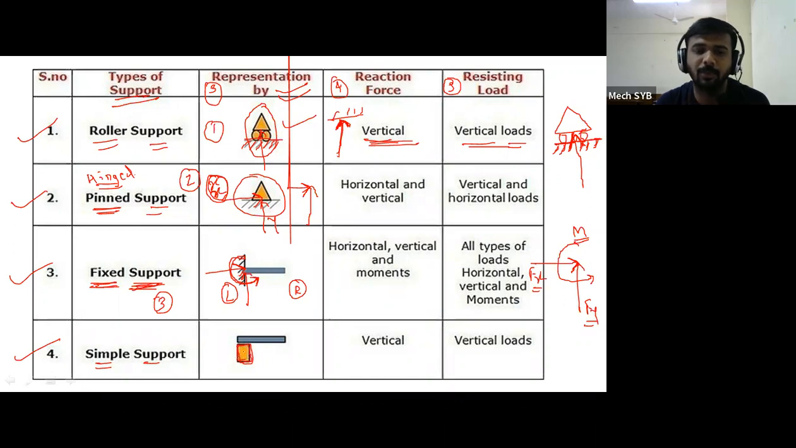And if such types of the simply supports are provided, then it is also having only one reaction, that is vertical, or it is also called as a vertical load. So these are the various types of supports which are given in the types of beams, and if the supports are given, we have to convert that particular supports in the reaction.